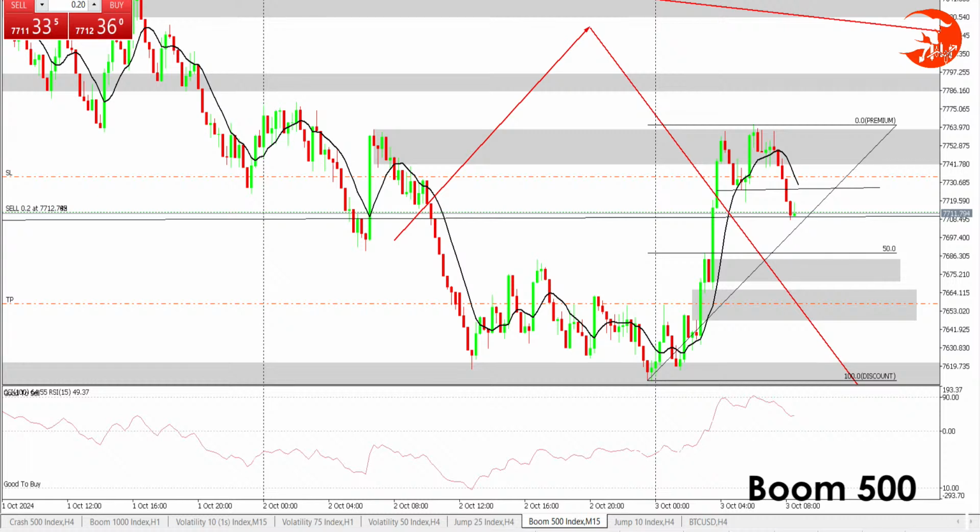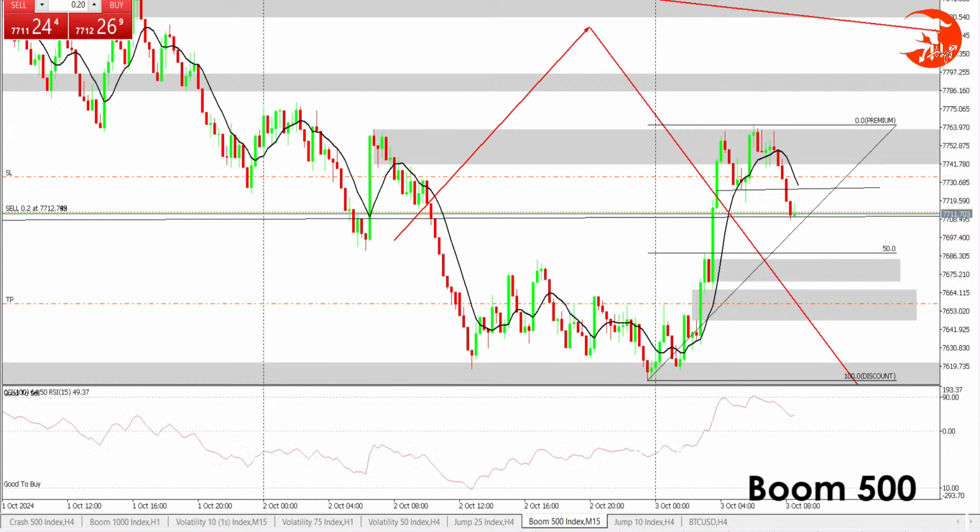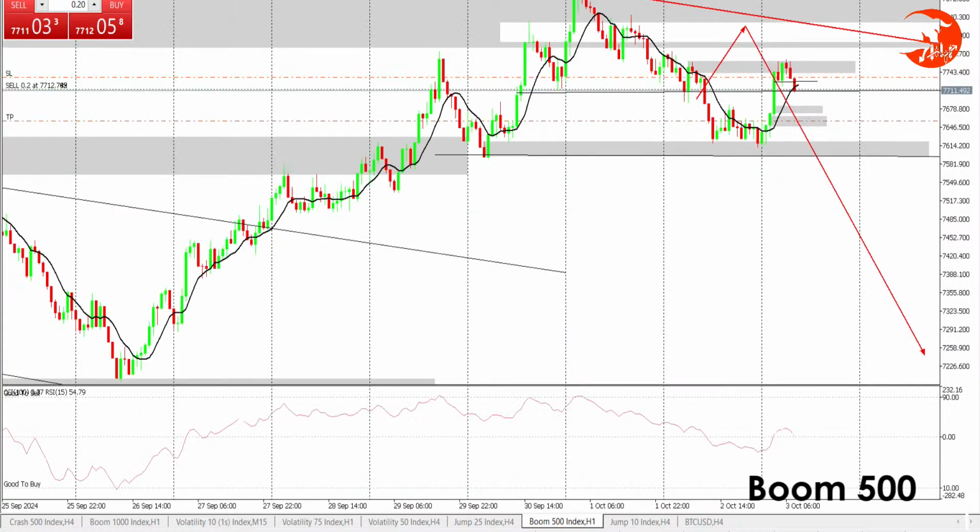Remember, this is a short sell to grab liquidity here and then continue the buys according to H4. So don't get confused. Let me remove this so that you understand it better. So don't get confused why I've entered a sell here. It's just a pullback on M15 and H1. Then I have my buy.